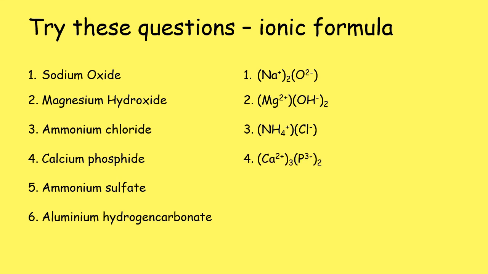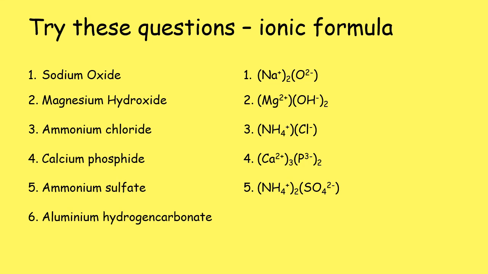Calcium phosphide is Ca2+ in brackets, then close the brackets, 3, then open brackets for a P3 minus, close brackets, 2. Remember, with phosphide, it's ending in IDE, which means you're using phosphorus from the periodic table. Next one, ammonium sulfate. For this one, you're just using page 8 of the data booklet, and it's NH4+ all in brackets, close the brackets, 2, and then open brackets, SO4 2 minus, close brackets.